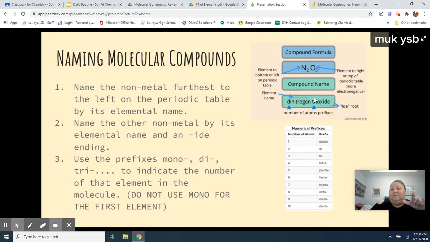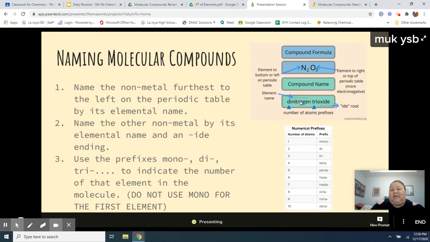Okay? Prefixes must come or be written before the name of the element. So nitrogen becomes dinitrogen, oxide becomes trioxide. For the compound's name, the complete name would be dinitrogen trioxide. Okay? And you've got to remember, first element, you name it. Second element, change the root ending to IDE and make sure that you indicate the number of atoms using prefixes. All right? That's just one example.